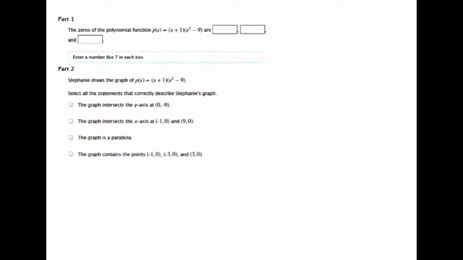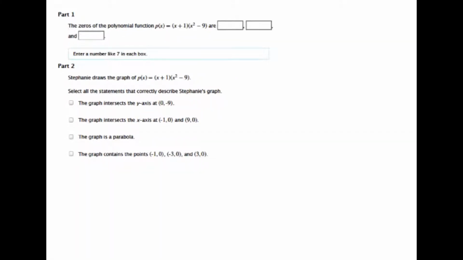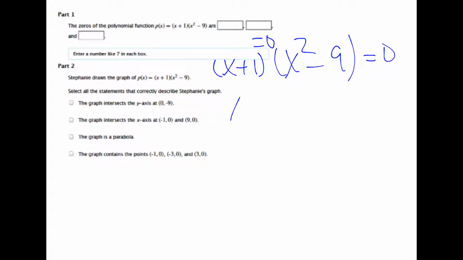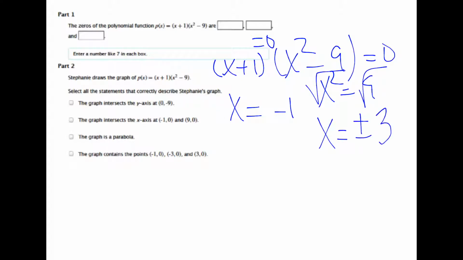Alright, this one actually was a test question throughout the year, but what are the zeros? Well, I already gave you some of the factors. One of them is x plus 1, and then x squared minus 9. If you set them equal to 0, you get x equals negative 1, and then here you get x squared equals 9, take the square root, and again, you get plus minus 3. So the zeros are negative 1, positive 3, negative 3.